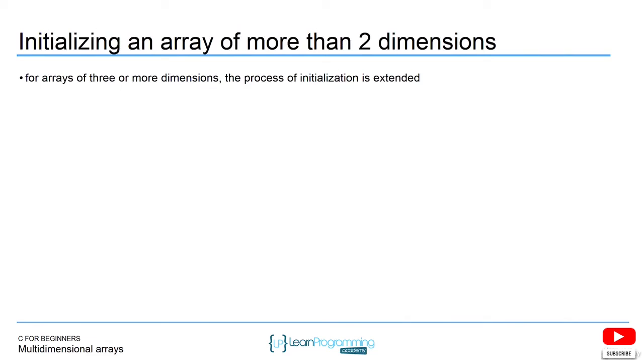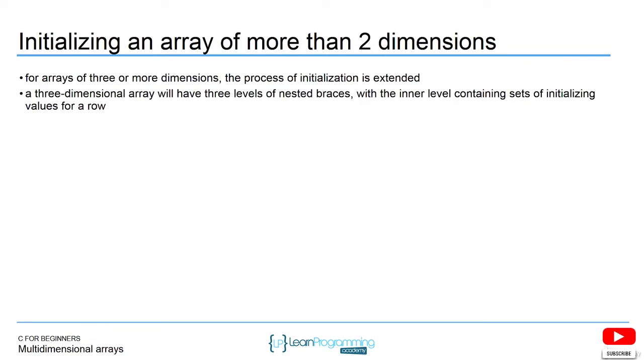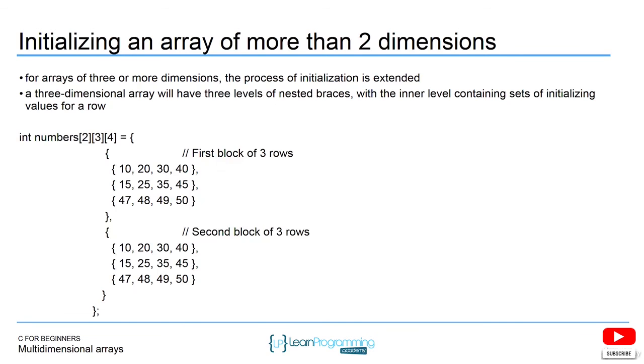So as far as initializing an array that's higher than 2 dimensions, you're going to apply the same type of thing. You're just going to extend it a bit. So a 3-dimensional array will have 3 levels of nested braces, with the inner level containing a set of initializing values for each row. So it would look something like this. Here we have a 3-dimensional array, 2, 3, and 4, a stack of data tables essentially. And the first block of 3 rows we're going to initialize, and the second block of 3 rows we're going to initialize.